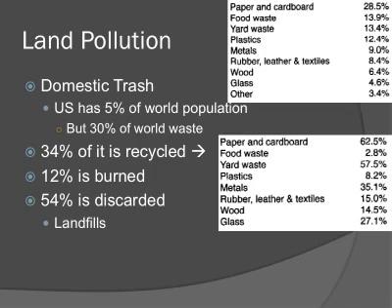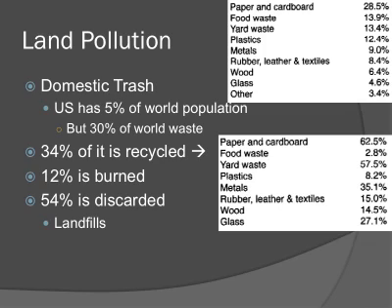So that was basically talking about water pollution. Now we're going to move on to land pollution. A lot of our land pollution comes from our trash. Our domestic trash: the U.S. has 5% of the world's population, but it produces 30% of the world's waste.